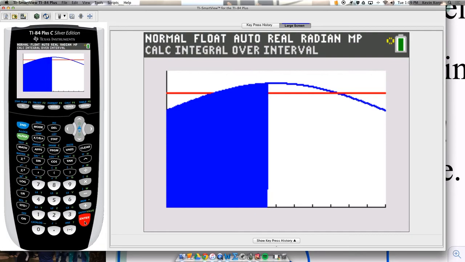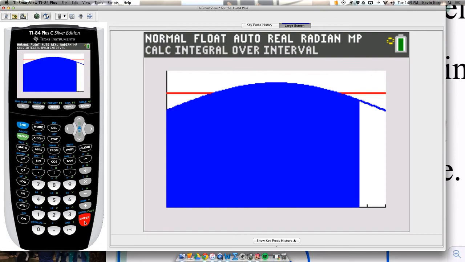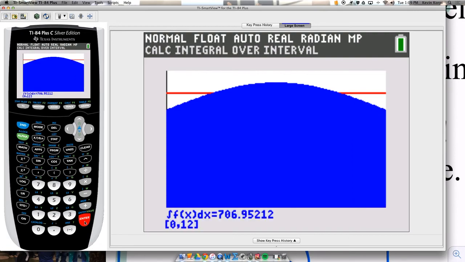It's covering up the red line. Pretty, right? Being unicorns, we like seeing that much blue. Oh, boom, there it is. 706.952.